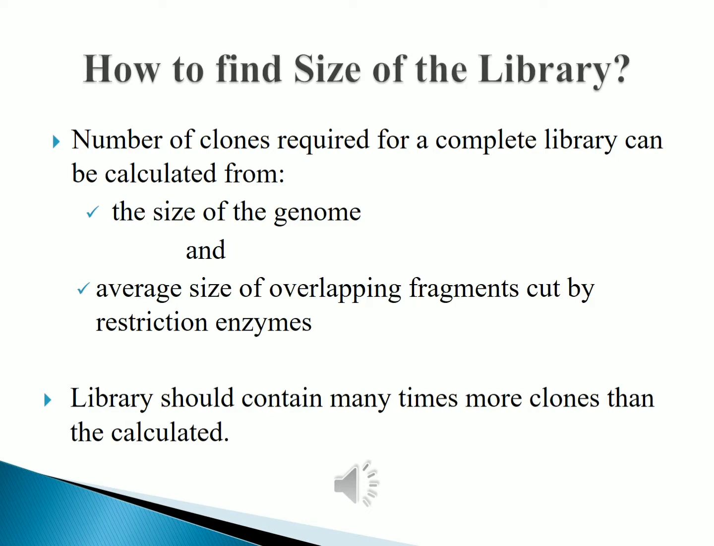The number of clones required to construct a complete library can be calculated from the size of the genome and the average size of overlapping fragments cut by restriction enzymes. The library should contain many times more clones than the calculated value.